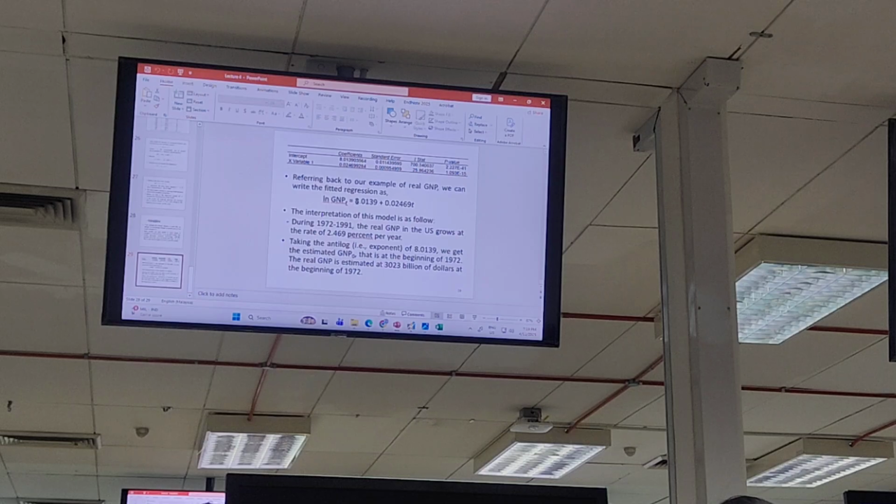So to get y0, I use the antilog, the exponent. The exponent of this gives you the estimate of y0. So the initial value of GNP at the beginning of 1972 is equal to 3023.